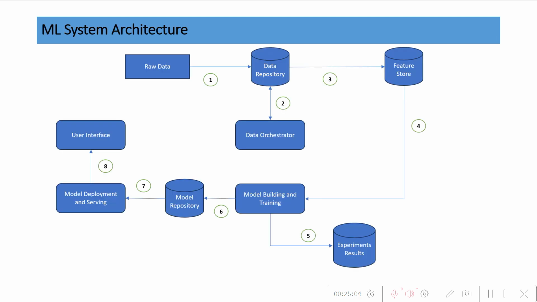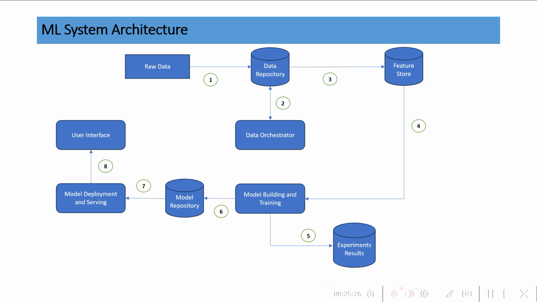This was the ML system architecture. The first step was raw data storage in the data repository. The second step was data orchestration, meaning data preparation, data transformation, cleansing, and understanding, and then storing that into the feature store after extracting the features from the data, and then applying that feature store in the fourth step for model building and training.